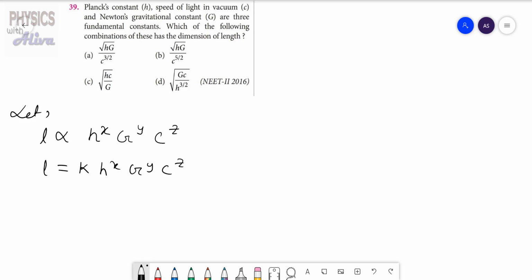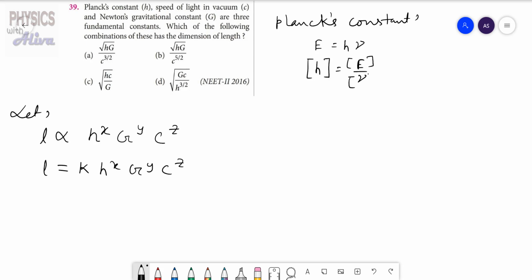Okay, at first we will calculate the dimension of Planck's constant. We know E equals h nu, where E is the energy, h is the Planck's constant, and nu is the frequency. So from here we can write that h equals E by nu. So the dimension of h is equal to the dimension of E divided by the dimension of nu. What is the dimension of E? Force into displacement is the work done, and that is equal to the energy.